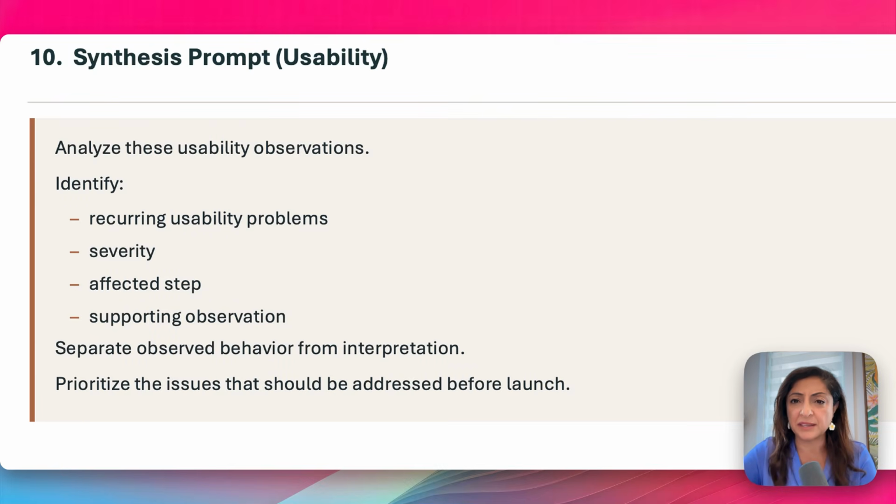Once the testing is done, we're back to another task that AI can be super helpful with. Here is an example prompt that I used. AI is very good at synthesis. Give it the observations and the notes from your usability testing and ask it to identify any recurring usability problems, severity, frequency, affected steps. Ask for the supporting evidence and make sure that it separates what the participants actually did versus what they said. Remember, these are the basic rules of UX. There's a difference between what they say and the reality is more obvious with what they do, what we're interpreting from that behavior. That distinction matters.